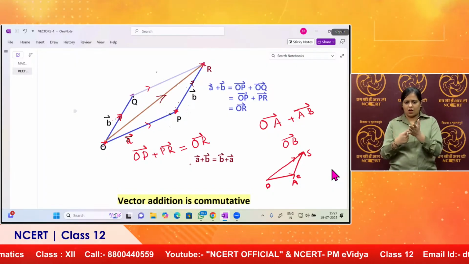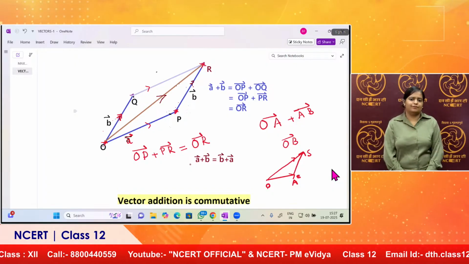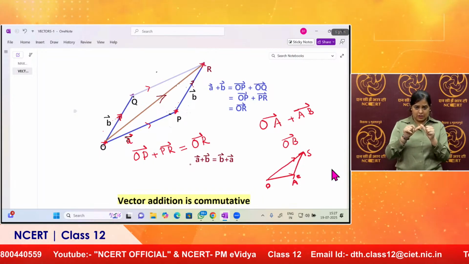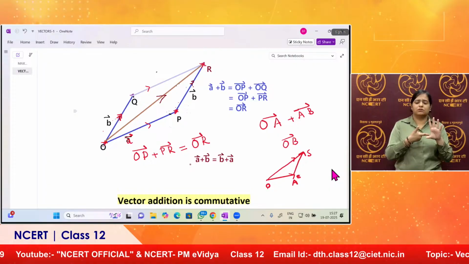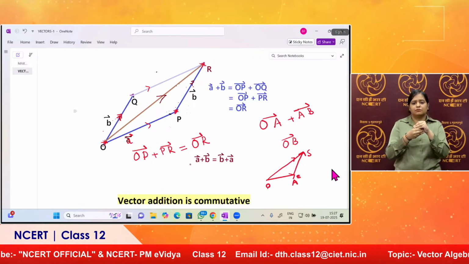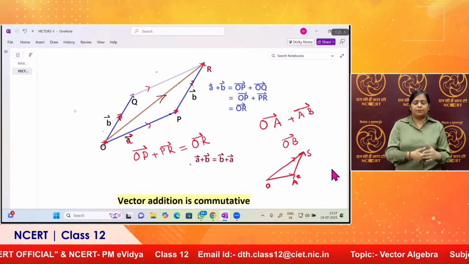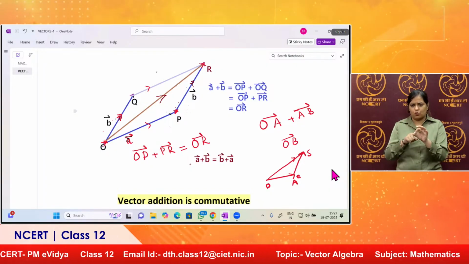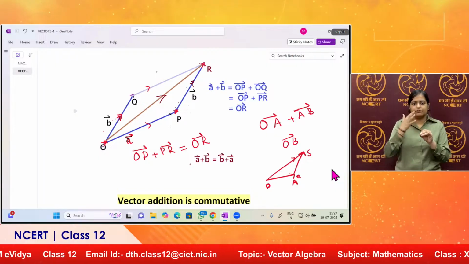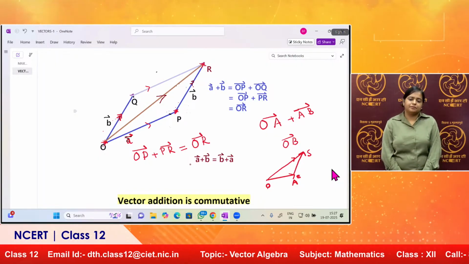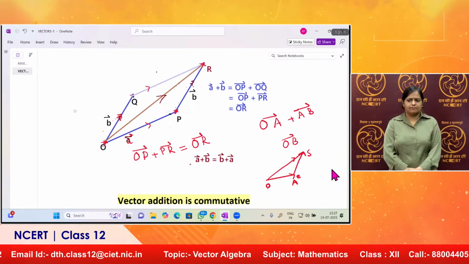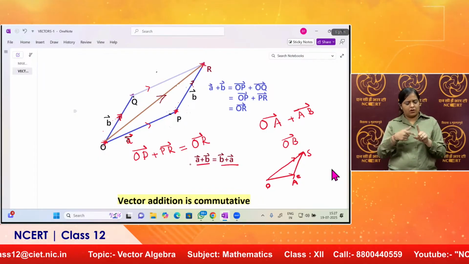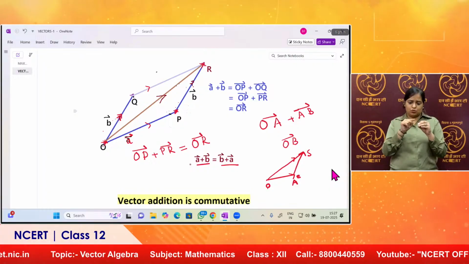So the sum of two vectors is the diagonal of the parallelogram it forms while we add, which has the same initial point. So the diagonal with the same initial point of OP and OQ will be the resultant of the sum of the two vectors. Is that clear? Now we are discussing another aspect. Is A plus B equal to B plus A?